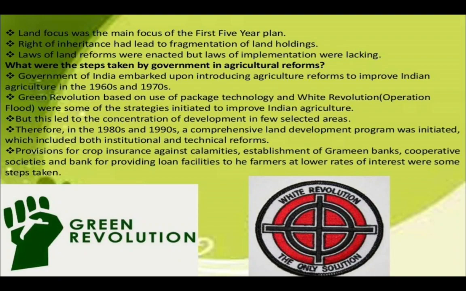Land reform was the main focus of the first 5-year plan. When we talk about the history of India, there were some aims or initiatives taken by the Indian government that was ruling at that time, and in the first 5 years, the main focus was land. Right of inheritance had led to fragmentation of land holdings. Now we know that if a farmer has 4 sons, then his land will be divided into 4 parts. So the agricultural yield will also decrease, as well as the land. To increase the yield, they will use HYV seeds and modern irrigation facilities, but this will in turn decrease the fertility of soil.